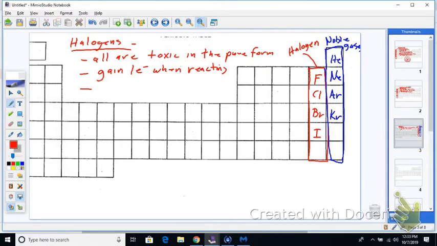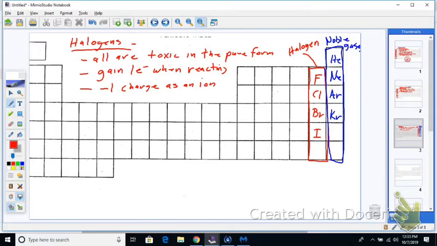So when they gain 1 electron, they're going to have a negative charge as an ion. They're going to be a -1 charge as an ion. So they're going to be -1 when they become stable. They're really unstable in that form that's being passed around.